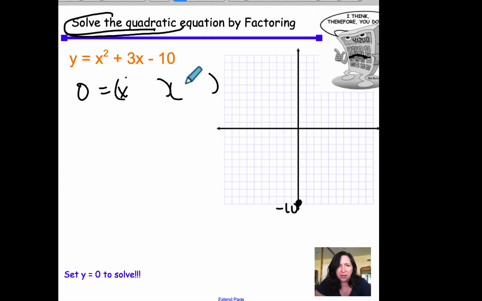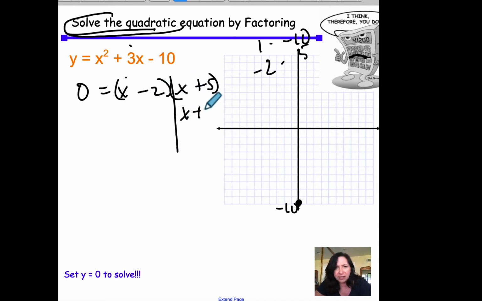We're going to get x times x is x squared. For negative 10, my options are 1 times negative 10, 2 times 5, where one's positive and one's negative. Which one is going to give me the positive 3? That's going to be a positive 5 and a minus 2. Split that up: x plus 5 is equal to 0, so x equals negative 5. x minus 2 equals 0, so x equals 2.